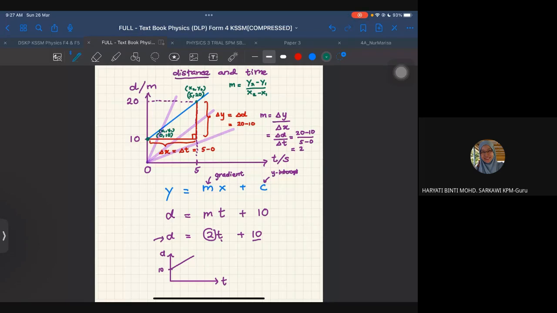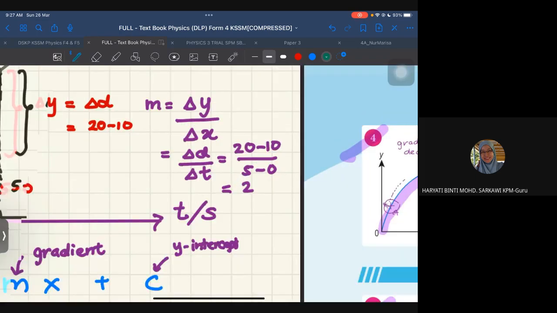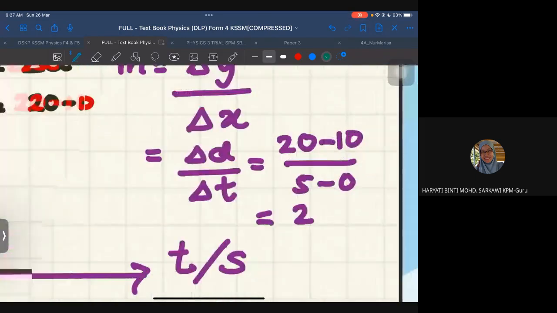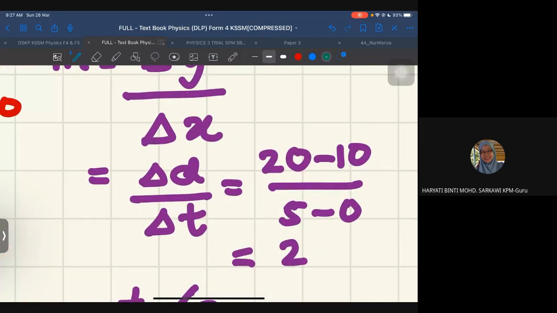Now, if we refer to this graph, we know that the vertical axis now is distance and the horizontal axis is time. So it means that the gradient has a unit. Gradient has a unit. Now look at this. The vertical axis is distance, which means the unit for this 20 minus 10 is actually meter. The unit for the change in time is second. Since 20 minus 10 is 10, 10 divided by 5, you get 2. So the unit we also need to divide, which means the unit now is meter divided by second.